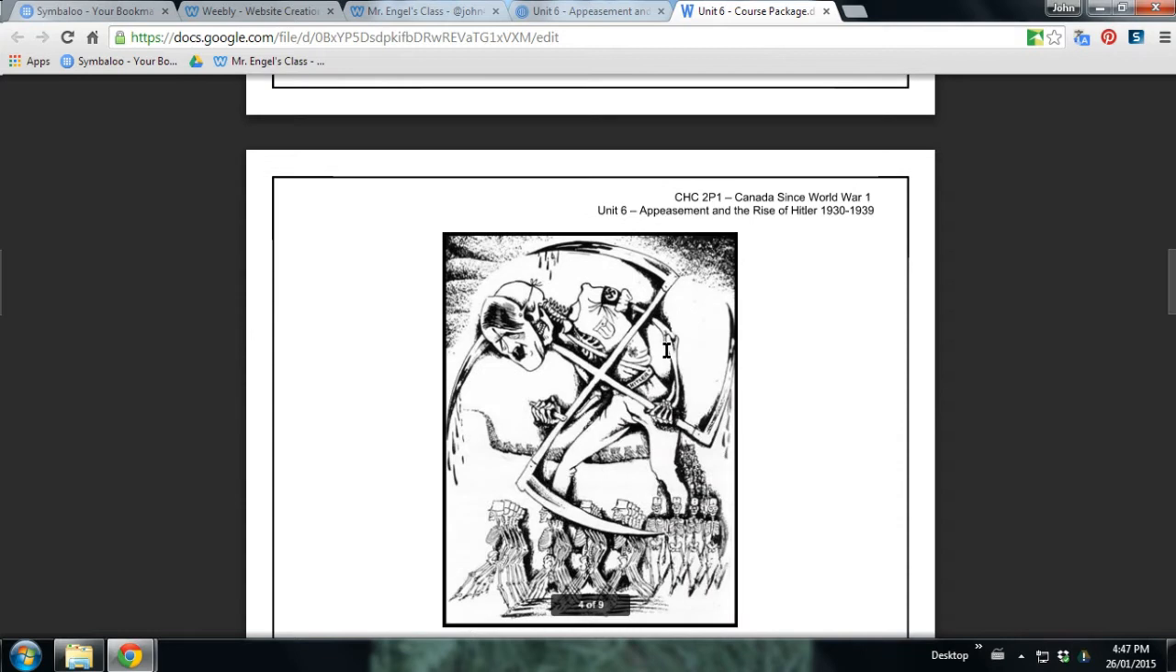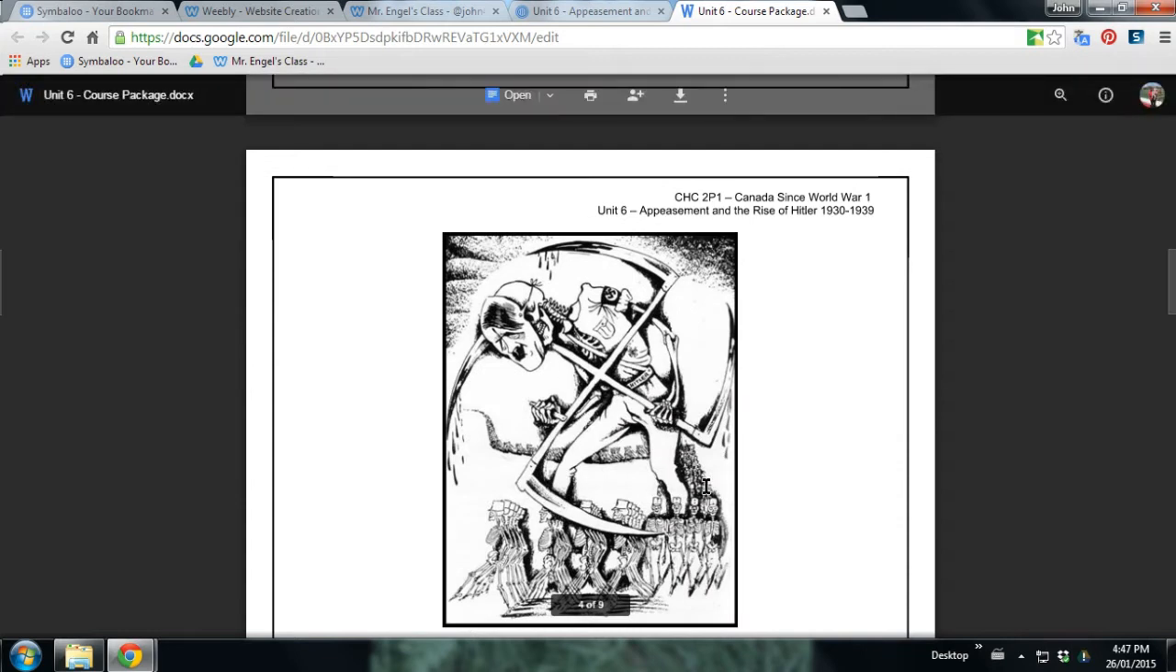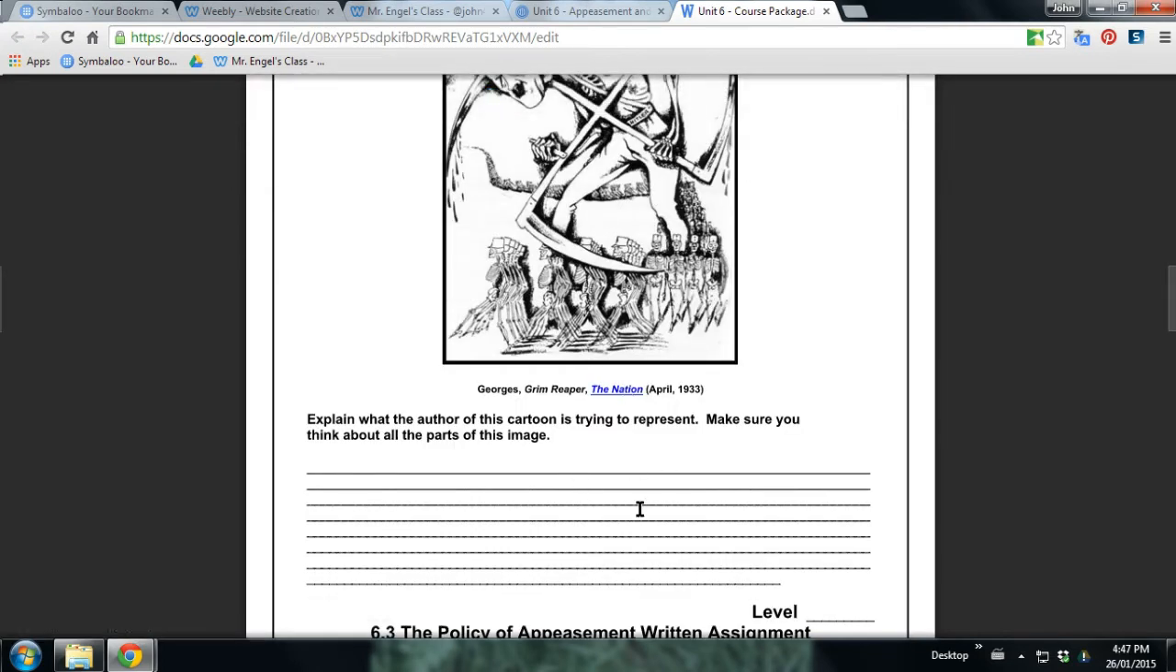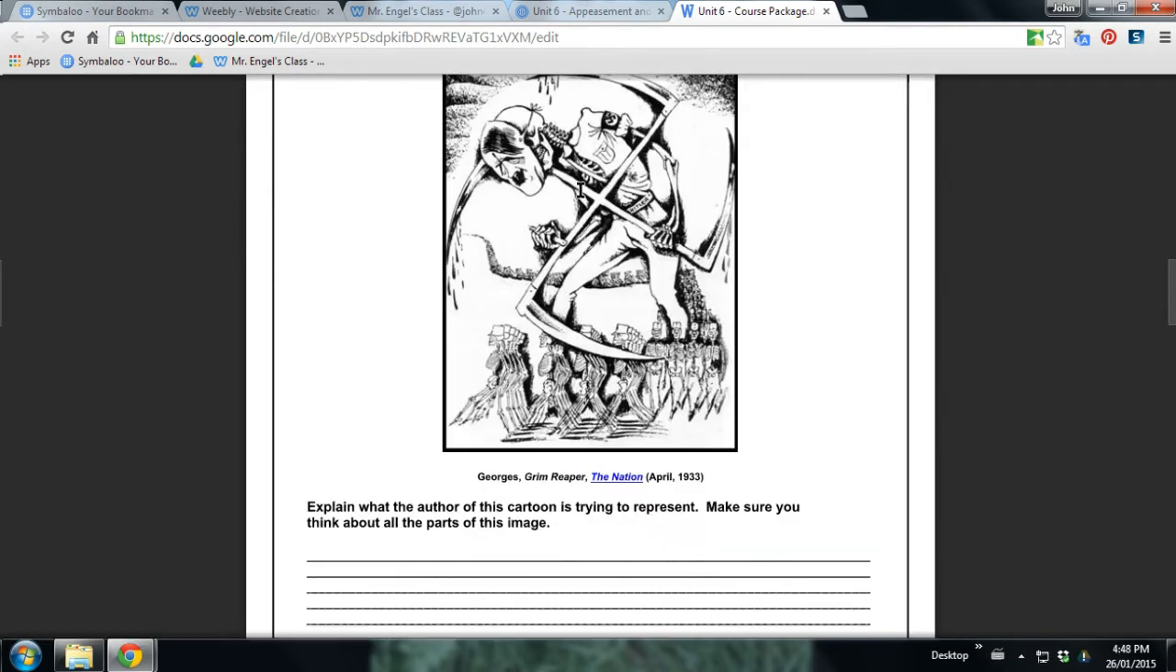Okay, then in the cartoon analysis, this is a little one. It's basically got a picture. If you're not sure what this image is indicative of, you can Google the Grim Reaper. If you don't know what the Grim Reaper is, it's a big thing that you need to know in order to understand what this picture means. But this is pretty easy. I'm looking for 2 or 3 sentences here that explain in your own words what this image means.